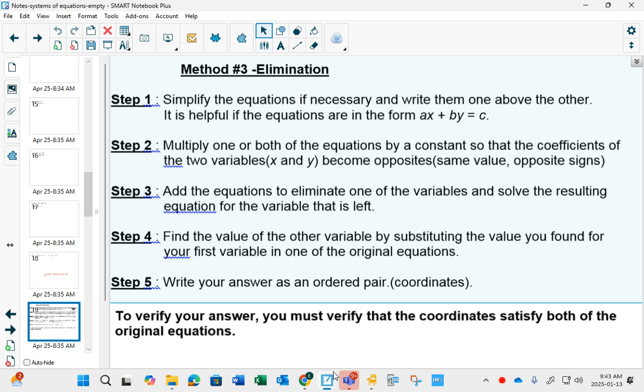So then we learned the substitution method, where you got one variable. Remember, we tried to figure out which one would be the easiest to get by itself. And once it was the easiest to get by itself, then we substituted into the other equation. And this is the elimination method. So I'm going to just show you an example, and then we're going to talk about how to solve it.